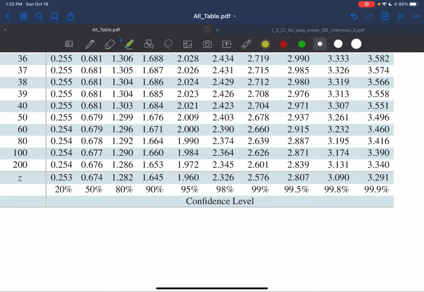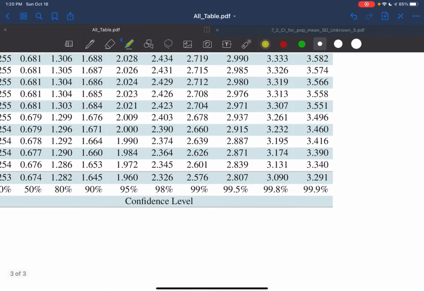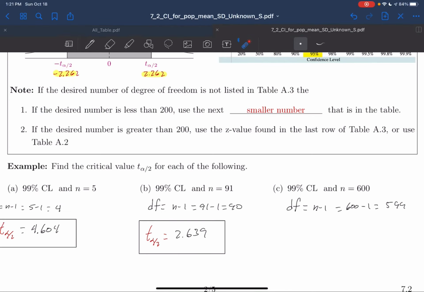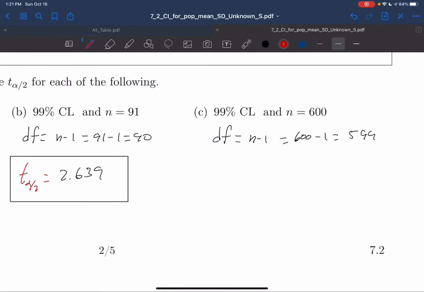So this will be, if you look at 99%, it's going to be 2.576, because a 99% confidence level will have a z-value of 2.576. So here, in this case, our t of alpha over 2 is going to be the same as z of alpha over 2, which is 2.576.